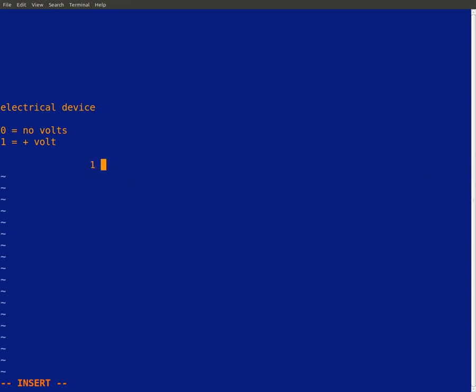1 indicates a rise or plus volt. Okay? 0 is no volt. Now 0 may not be no volt really, but for the examples of this tutorial I'm going to say no volt because it's easier to understand that way. Okay?